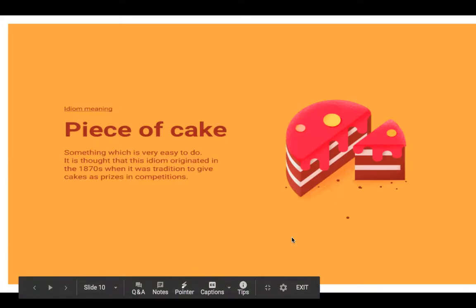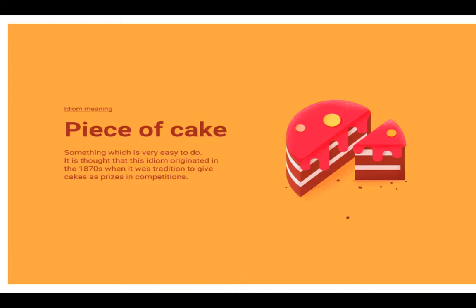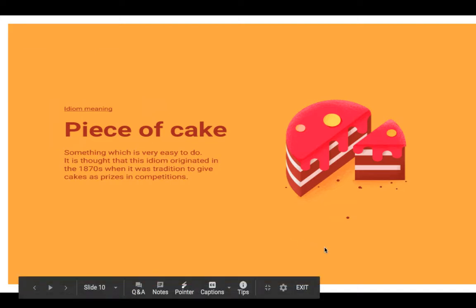So, piece of cake, for instance. Piece of cake usually means something is really easy. A lot of idioms are thought to come from something in history, some saying that was common at the time. And in this case, in 1870, it was a tradition to give cake as a prize in competitions. So the winner got cake. So it became, it's as easy as a piece of cake.